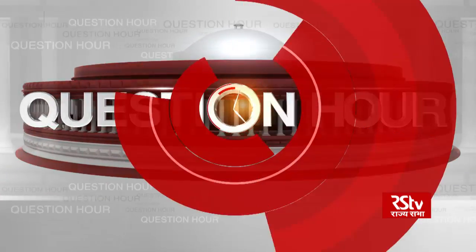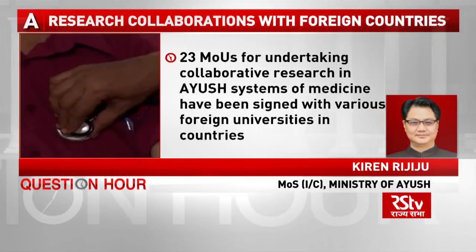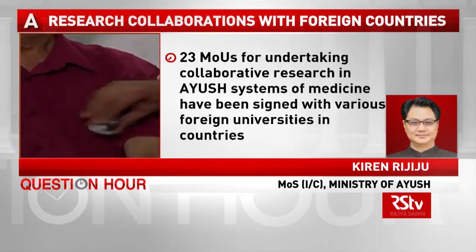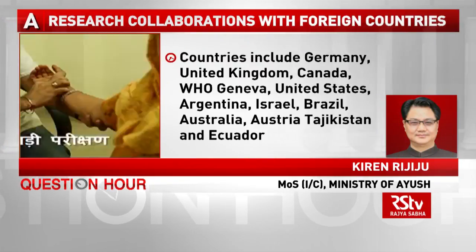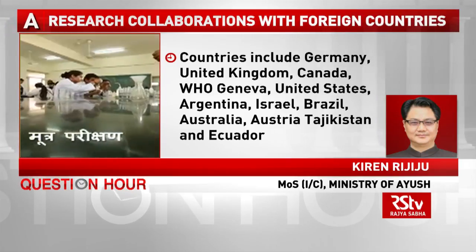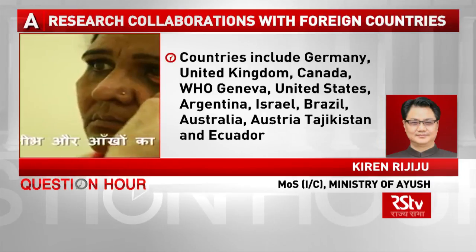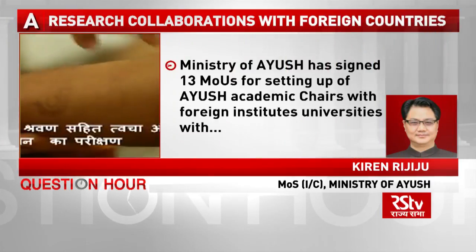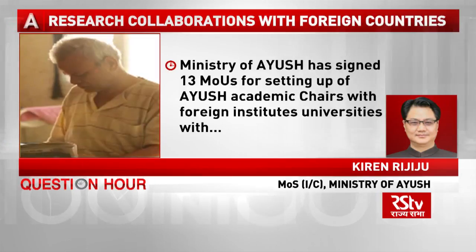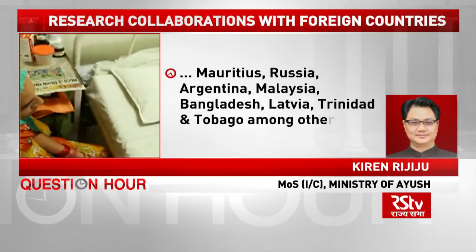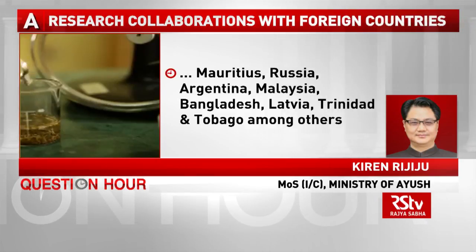23 MOUs for undertaking collaborative research on Ayush systems of medicine have been signed with various foreign universities in countries namely Germany, UK, Canada, WHO Geneva, United States, Argentina, Israel, Brazil, Australia, Austria, Tajikistan and Ecuador. The Ministry of Ayush has signed 13 MOUs for setting up Ayush academic chairs with foreign institutions and universities in countries like Mauritius, Russia, Argentina, Malaysia, Bangladesh, Latvia and Trinidad and Tobago.